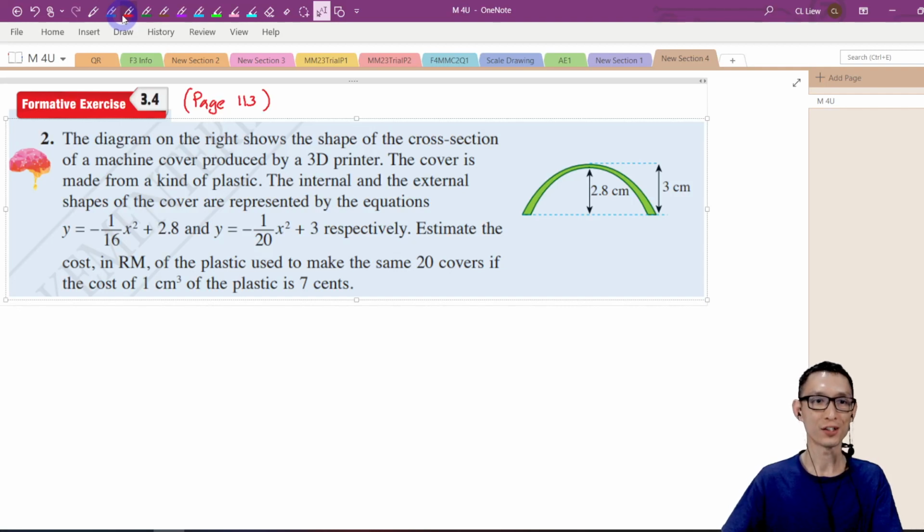Hi, in this video, let's try to solve these questions. This question is taken from your Form 5 Ag Math textbook, page 113, chapter 3, integration.